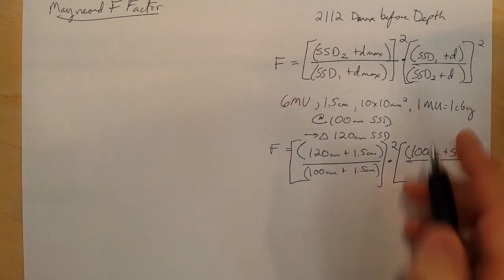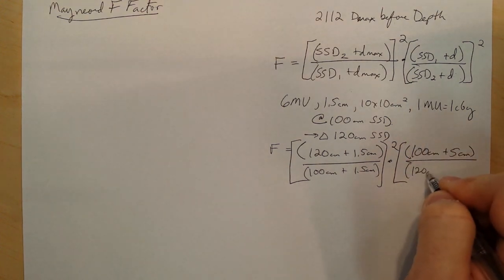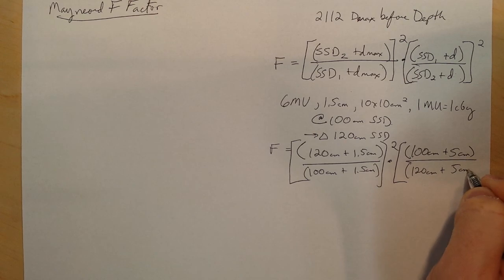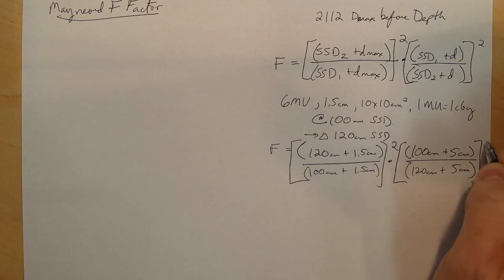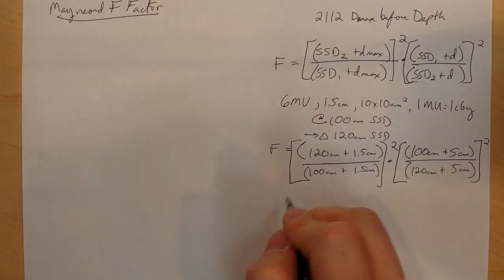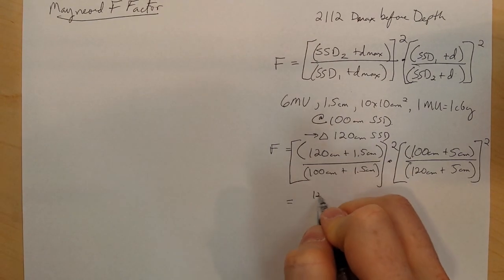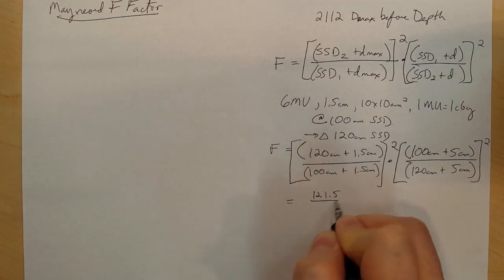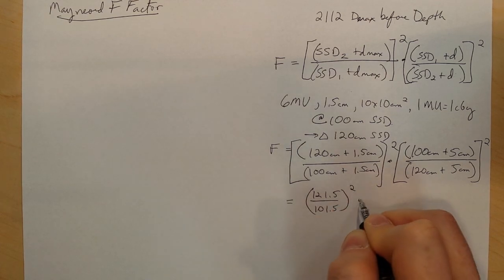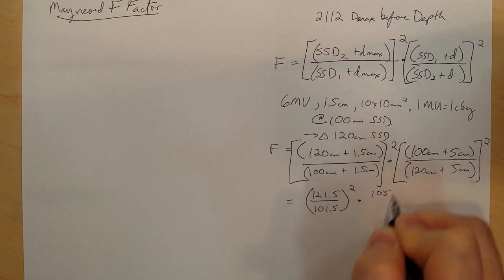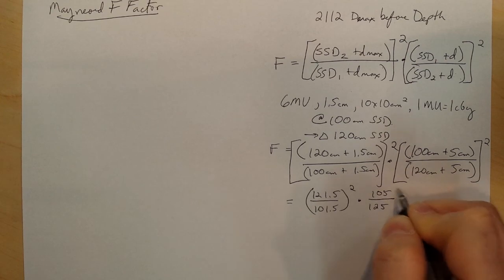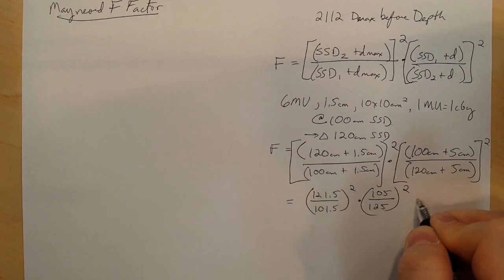I'm kind of making that up on the fly. SSD 2 is 120 centimeters plus 5 centimeters, and this whole quantity is squared. Okay, so what do we get? I got 121.5 divided by 101.5, squared. And I get 105 divided by 125, squared.